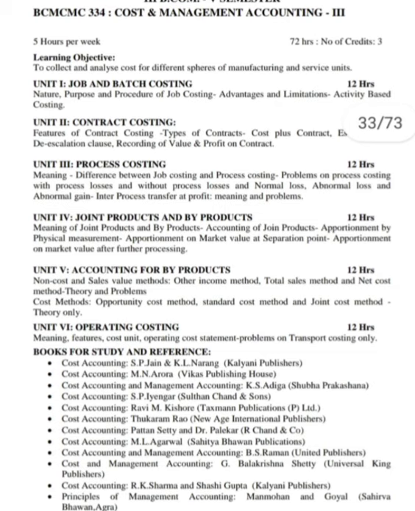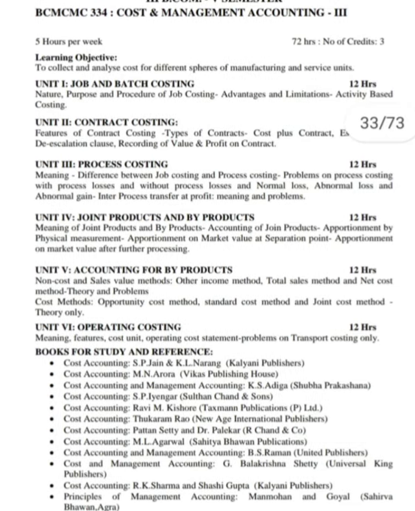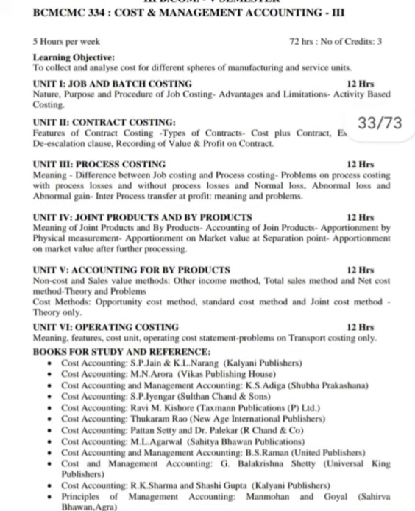Then under the unit second, this is the contract costing. Under that, what is the meaning of contract and the features of the contracts, and what are the types of the contract, and what are the methods of calculating the contract cost, how to calculate the contract cost. Cost plus contract, and the recording of value and profit on contract. These are how to calculate the profit on the contract, cost of the contract. These are the things we are covering under the second chapter, contract costing.